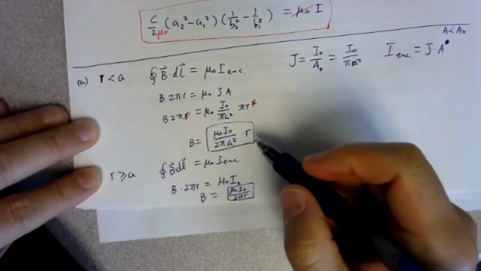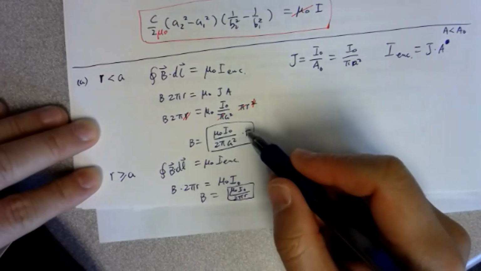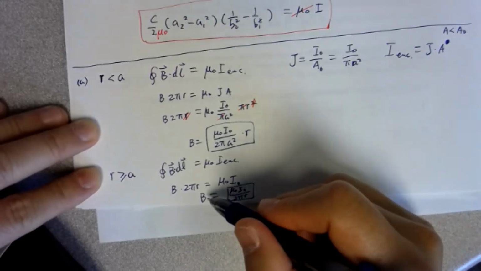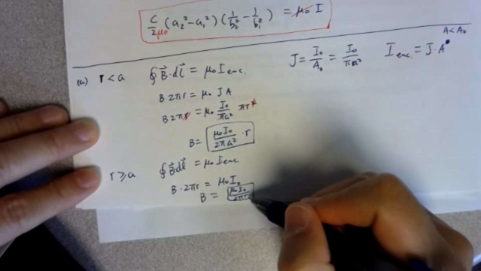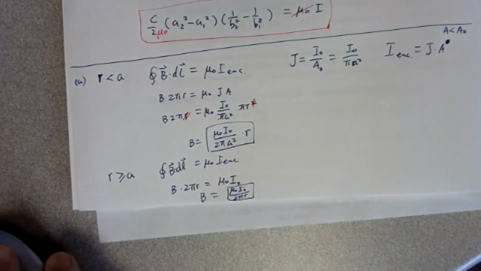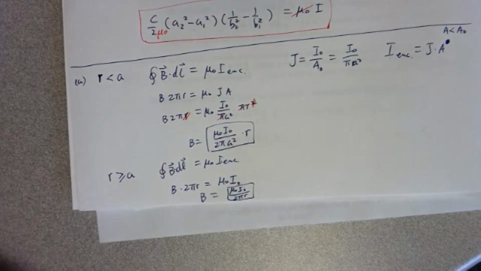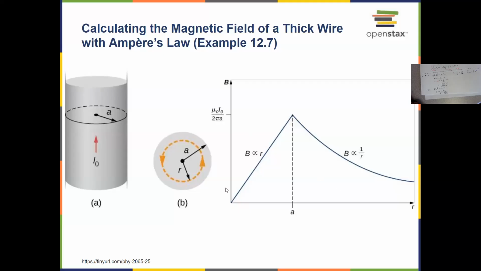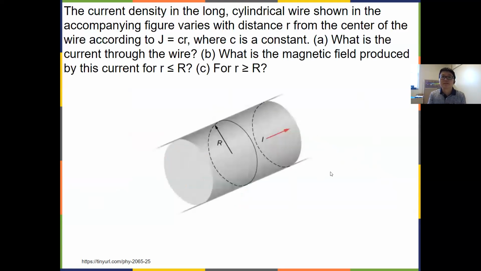So in the first scenario, B is proportional to R. That means B increases as R increases. In the second case, B is inversely proportional to R. So that means as R increases, the magnetic field decreases. So that's basically what we have in the PowerPoint slide, as it is plotted here: B increases linearly with R and then decreases inversely proportional to R.